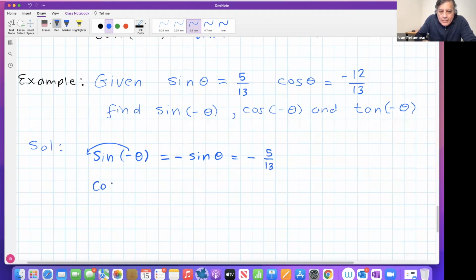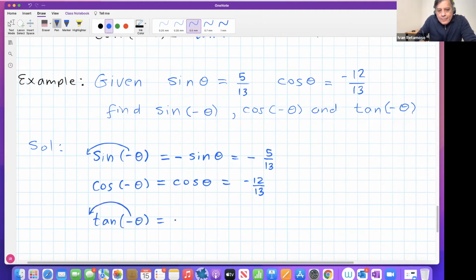What about cosine of minus theta? Cosine, remember, doesn't care about the sign of the angle. It's just the same. It's cosine of theta. But cosine of theta is given. It is minus 12 over 13. I got sine of minus theta. I got cosine of minus theta. Now I can get tangent of minus theta. Tangent of minus theta, again, tangent cares, so minus tangent of theta. But what is tangent of theta?